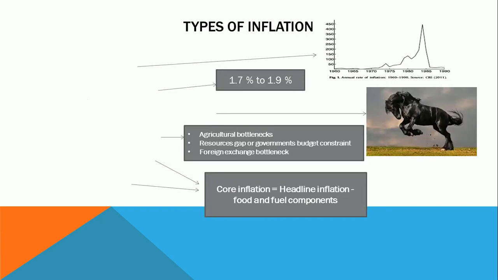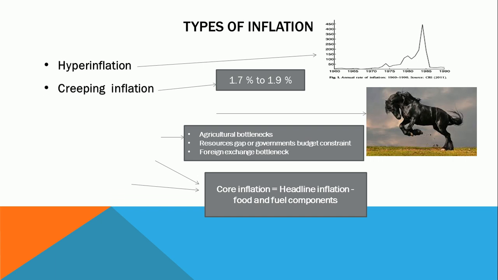Now let's talk about the types of inflation. First we're going to talk about hyperinflation. Hyperinflation is a sudden increase in the prices, and it is a very short-term phenomenon. As you can see in the graph, it has been shown only for 1984, and after 1985 it has decreased suddenly. So it is a very short-term phenomenon and a sudden rise in prices.